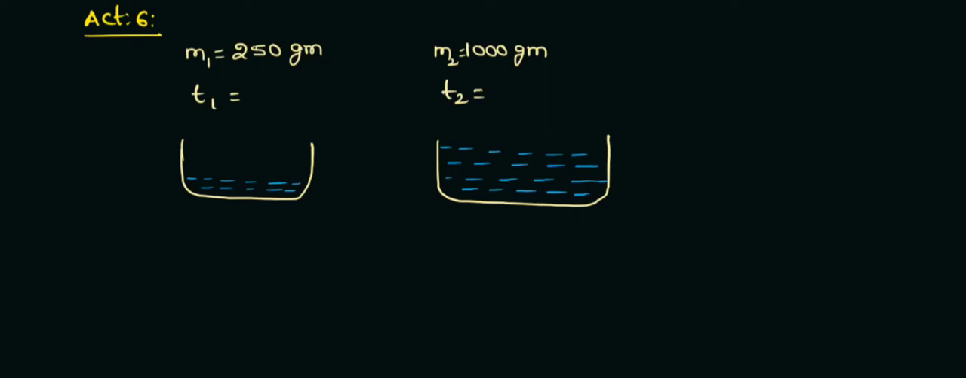Now let's see activity 2. The details are like this. There are two situations, two beakers. One has mass M1, another has mass M2: 250 grams for the first one, 1000 grams for the other. The temperatures are the same.